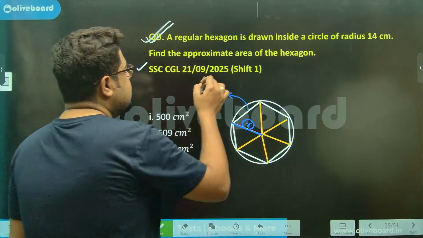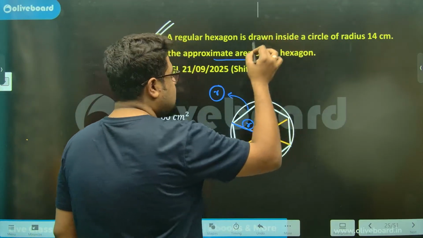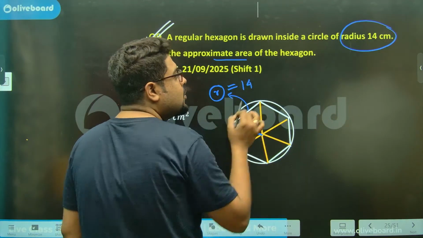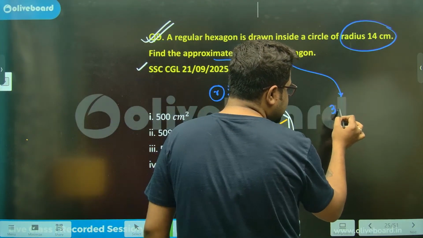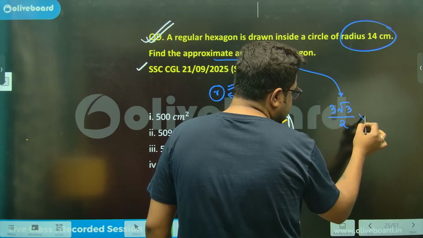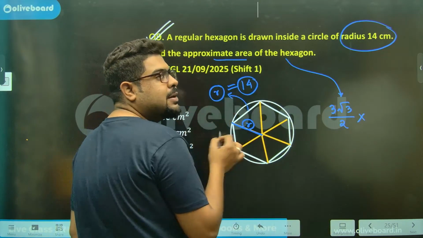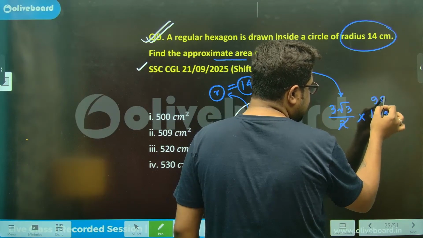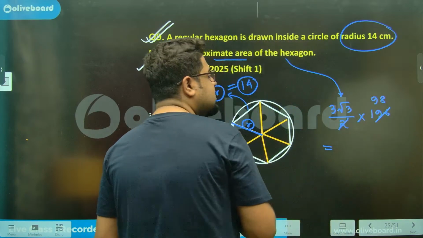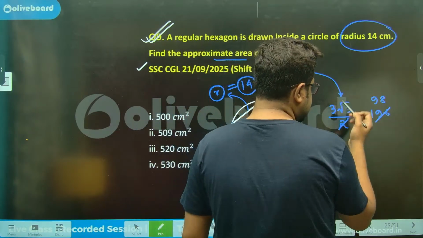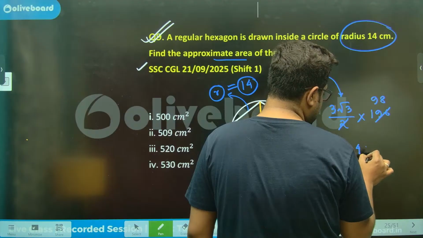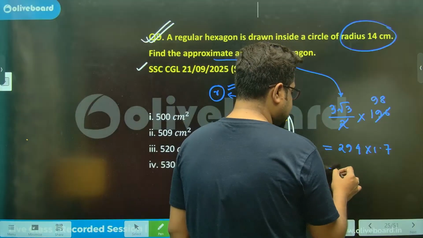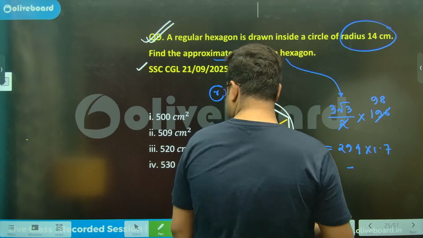Meaning, area of the hexagon they are asking. R is given here as 14. So hexagon area will be 3 root 3 divided by 2 into a square. A here is nothing but 14. So 14 square is 196, so this is 98. So 98 into 3, 294 into 1.7, because options are given like this. Around 500 will be the answer.